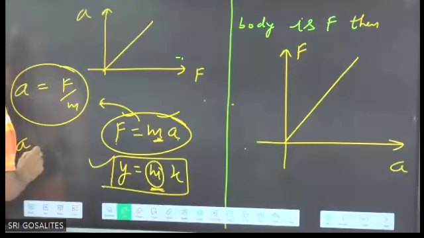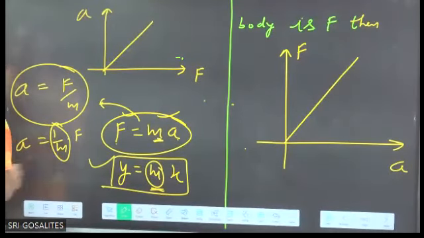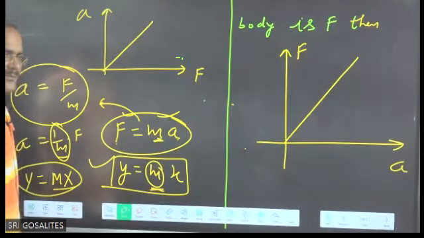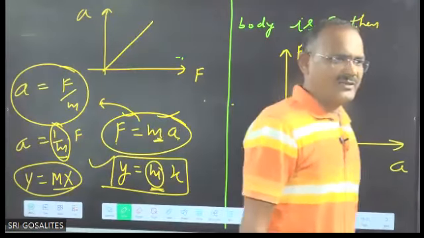But the only thing is that this 1 upon M will be the slope, because it is like y equals mx now. The slope value will be 1 upon M. I will give you the value. I'm coming to the next question. You all can do that.